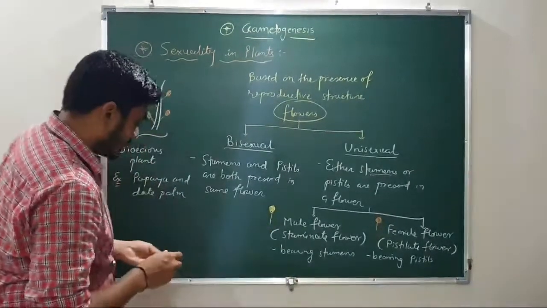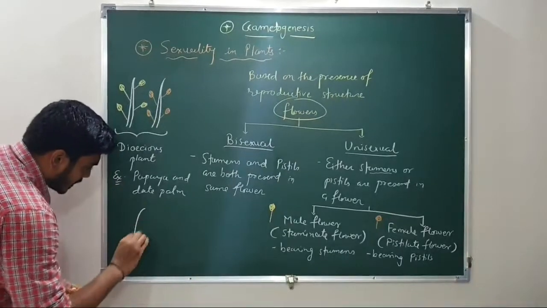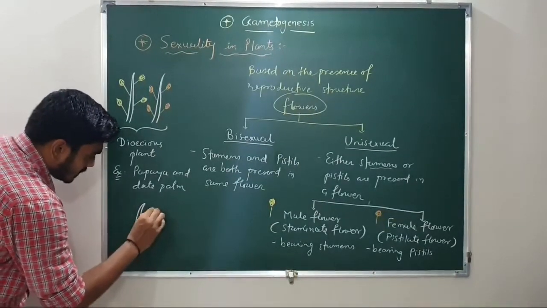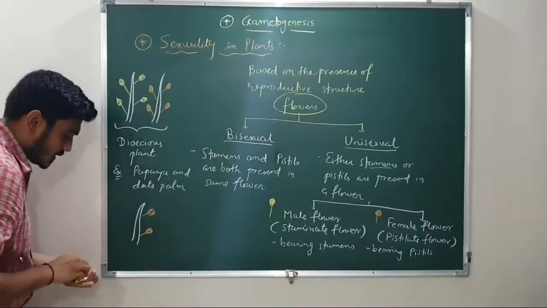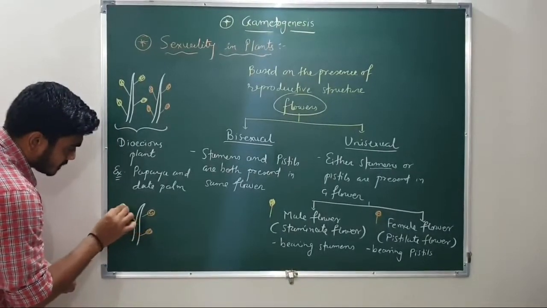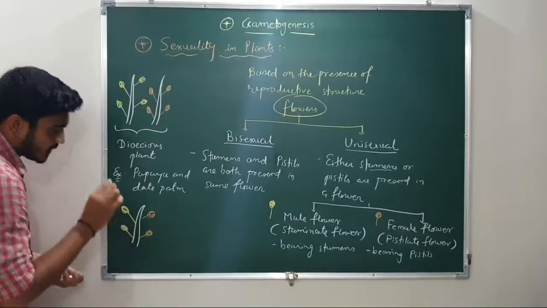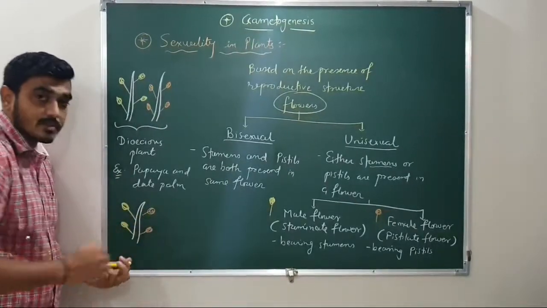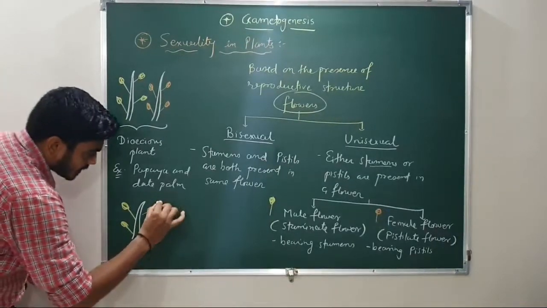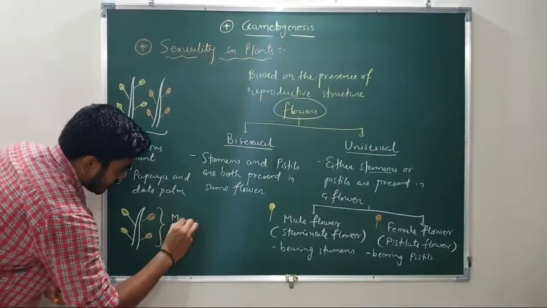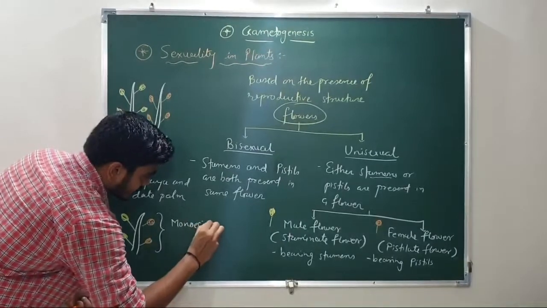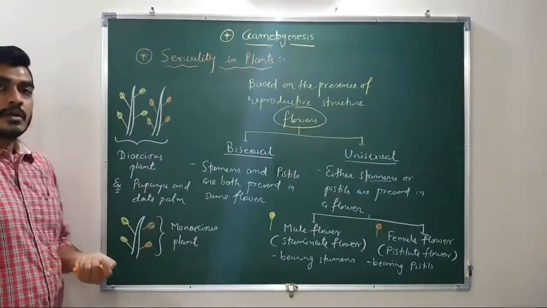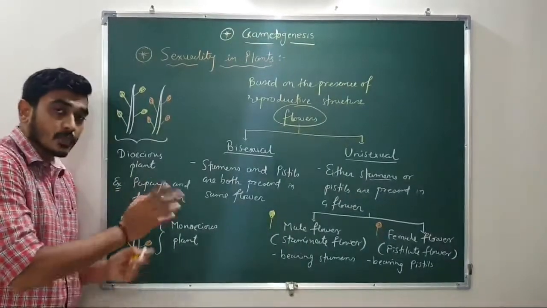But now if we consider one plant, and on this plant both types of flowers, that is the female flowers as well as male flowers, are present. That means this plant bears male flowers as well as female flowers. Then that plant is known as a monoecious plant. Understood? That means here the plant bears both types of flower.